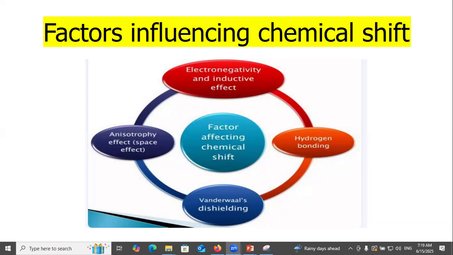Hello, good morning. Factors influencing chemical shift. There are four factors influencing the chemical shift: electronegativity and inductive effect, hydrogen bonding, van der Waals shielding, anisotropic effect, space effect.